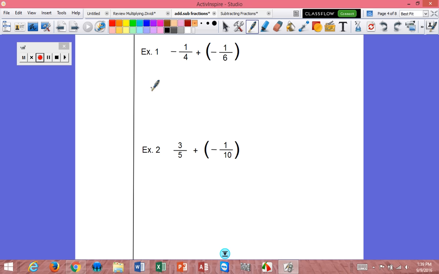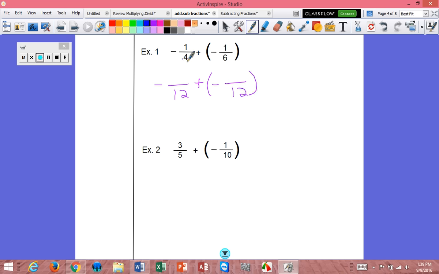Alright, example 1, we have negative 1/4 plus negative 1/6. So we have different denominators. So the least common multiple between 4 and 6 would be 12. So I'm going to rewrite the problem, but I want each fraction to have a denominator of 12 instead.